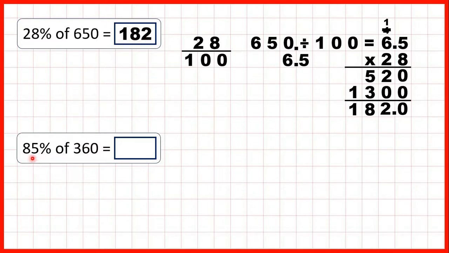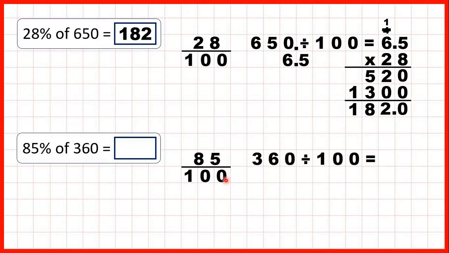Now we have 85% of 360. So 85% is 85 hundredths. And if we start by dividing 360 by 100, we get 3.6. We can do that by putting the decimal point on the end, copying it down, moving the digits, and then crossing out the end 0, because we don't need zeros on the end of decimals.